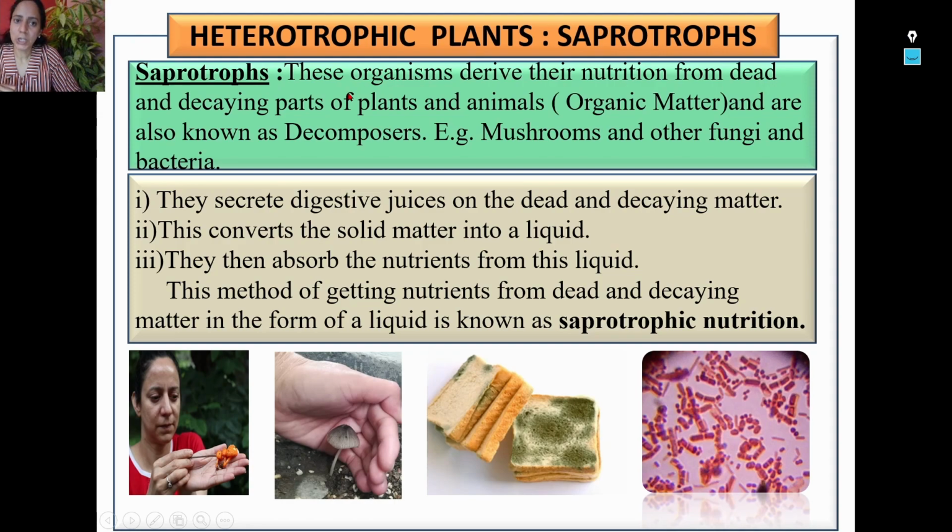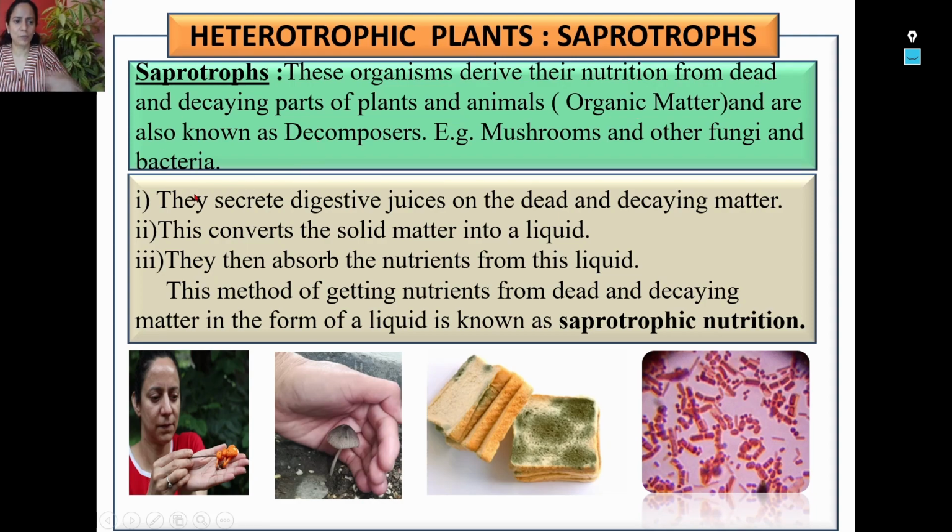Next subtype of heterotrophic plants is saprotrophs. These organisms derive their nutrition from dead and decaying parts of plants and animals and are known as decomposers. The examples are mushroom, other fungi, and bacteria. So how do they do it?